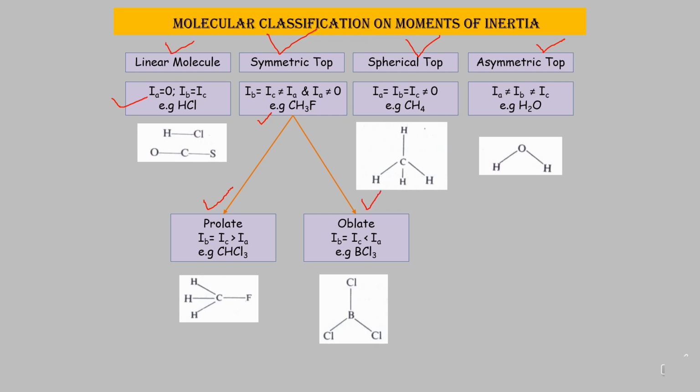The next class is known as spherical top, where all three moments of inertia are identical. That means IA equals IB equals IC. As no dipole moment is possible in this case, spherical top molecules don't show any rotational spectroscopy, as we know that the presence of dipole moment is important for showing rotational spectroscopy. The next class is asymmetric top, in which IA is not equal to IB, which is not equal to IC. It is known as asymmetric top molecule.